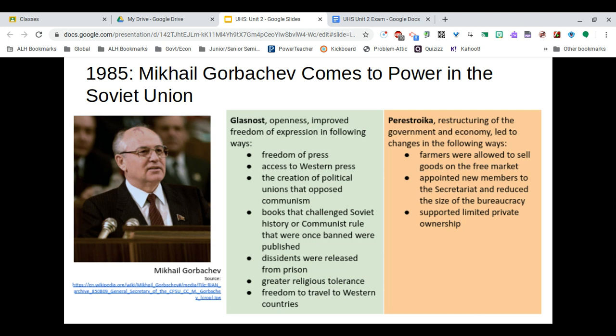He also does perestroika, which is the restructuring of the government and economy. Farmers are allowed to sell goods on their free market. They appointed new members of the secretariat, reduced the size of the bureaucracy, and supported limited private ownership. He does these two things in an attempt to save the Soviet Union. Unfortunately for Gorbachev, it's too little too late, and he's not able to really save the Soviet Union. We're going to see in China in tomorrow's lesson that Deng Xiaoping does a lot of the same types of things, but he's able to keep China successful, whereas Gorbachev is going to have a hard time keeping the Soviet Union together with these two new policies.